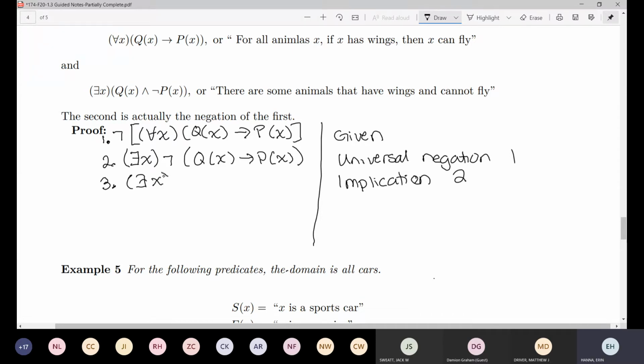There exists an X stays the same. And then this implication is therefore going to become not Q of X or P of X. So that's using our implication rule. And now that I have an or statement, I do have a rule that tells me what happens when I bring the negation in. It's De Morgan's law. So we use De Morgan's on 3.